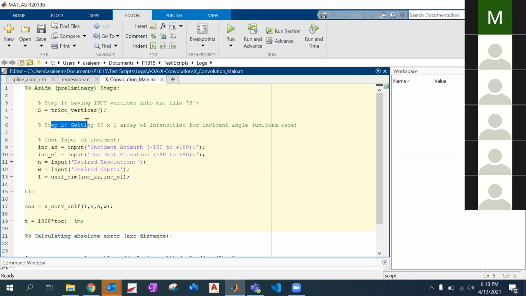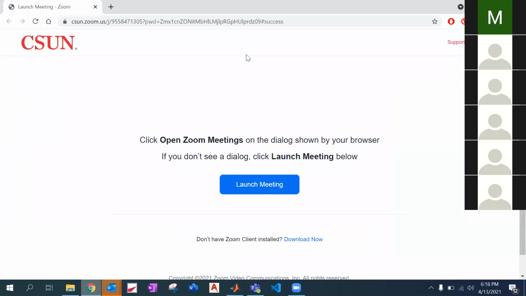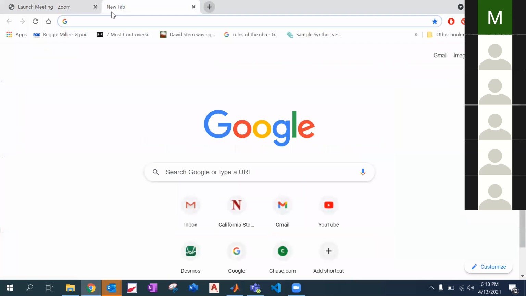The second step is you're going to get the 60x1 array of intensities from the incident angle that you specify. So here you specify the azimuth, and here you specify the elevation. Now the stuff that is not trivial are these two things right here. The X convolution formula, along with the intensity and the ISAR coordinates, takes in what is called the resolution and the depth. Basically, let me quickly pull up Desmos.